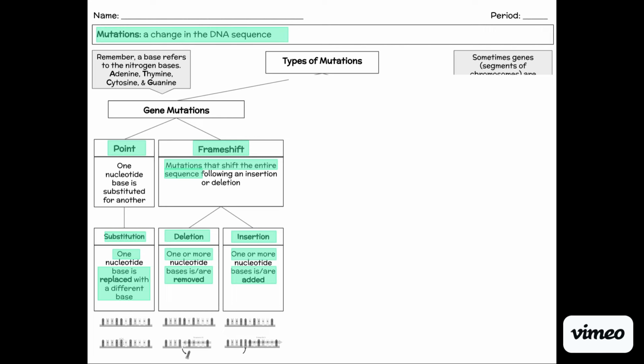Mutations aren't just mistakes that have a negative impact, though. They're also like the spice that adds flavor to our genetic cookbook. Mutations are how we get things like variations in eye color, hair color, and many other traits. So remember, mutations are like typos in our DNA, but they're also the secret ingredient for genetic diversity.